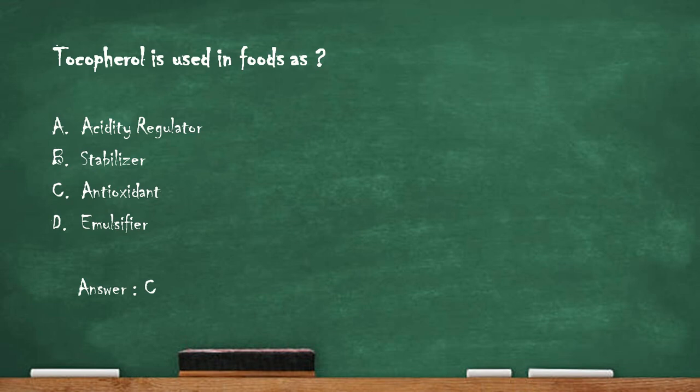Tocopherol is used in foods as an antioxidant to extend shelf life and prevent changes in color and flavor. So in foods, tocopherol is used as an antioxidant. Remember this.